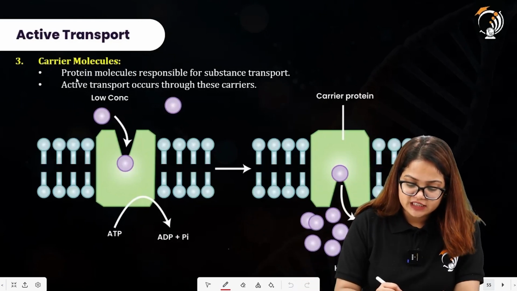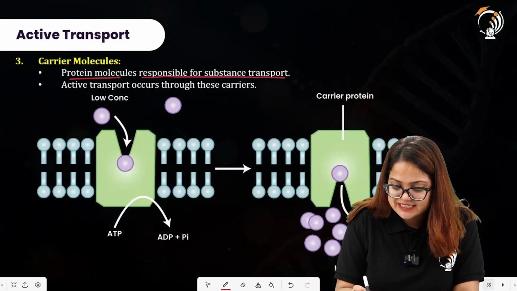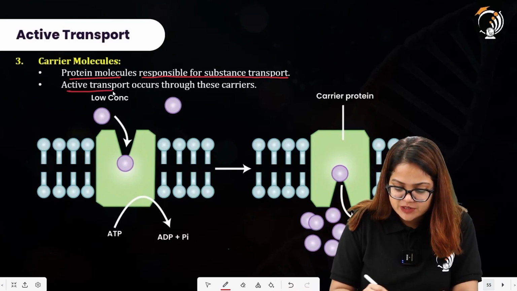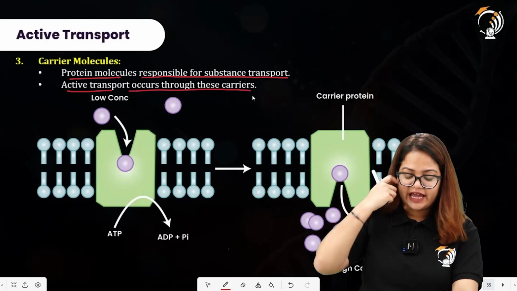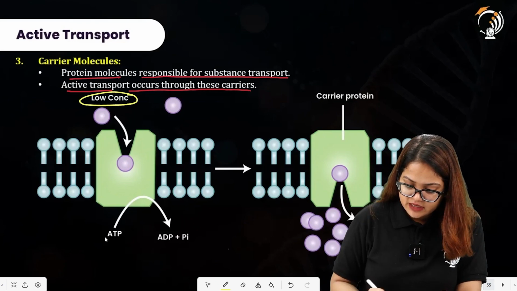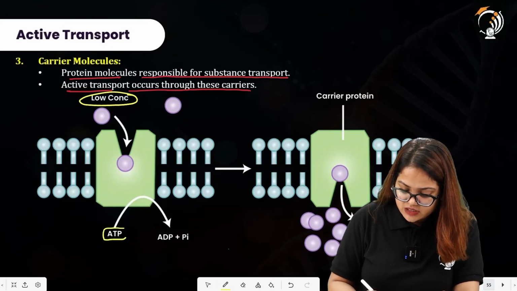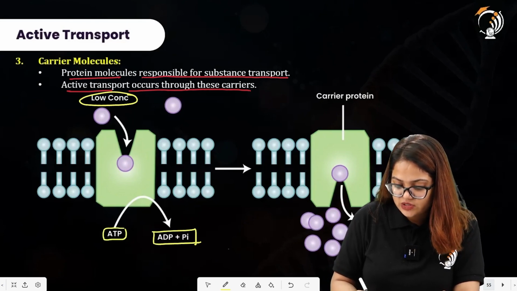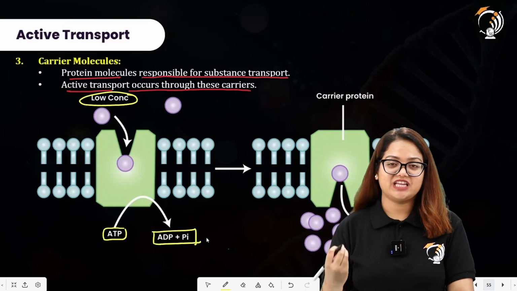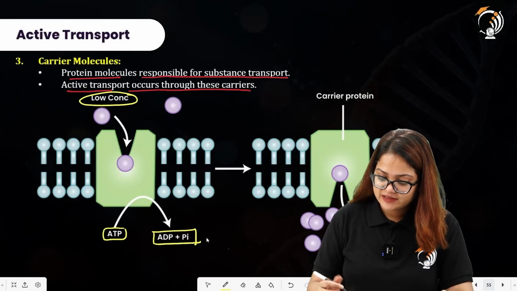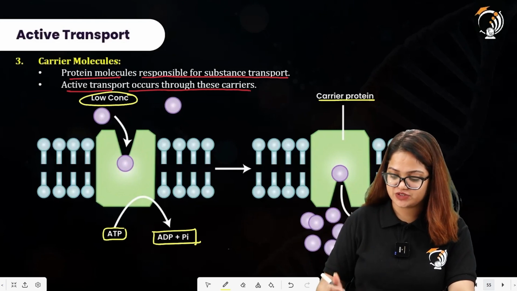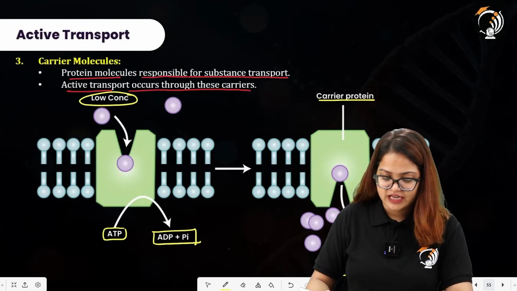The carrier proteins are the protein molecules responsible for substance transport that are used in the active transport. Active transport occurs through these carriers, and we can observe that the low concentration of the molecules is represented here. The ATP then converts into ADP and inorganic phosphate, and by that it has released the energy stored in the chemical bond, and due to that the carrier protein is able to transport the molecule from low concentration to high concentration region.